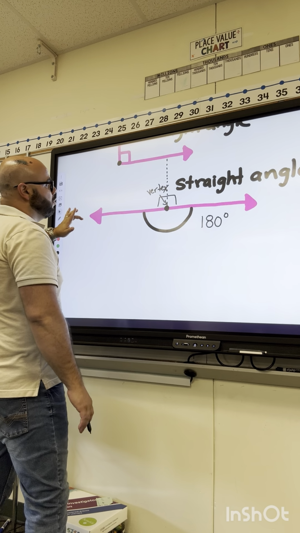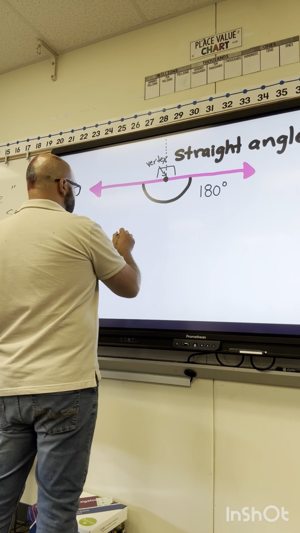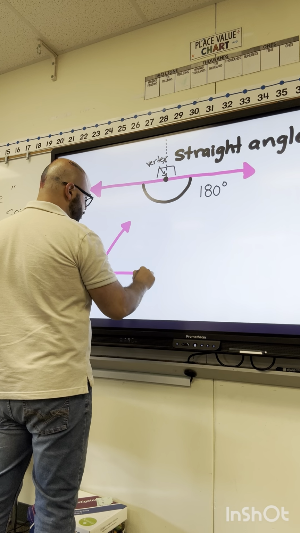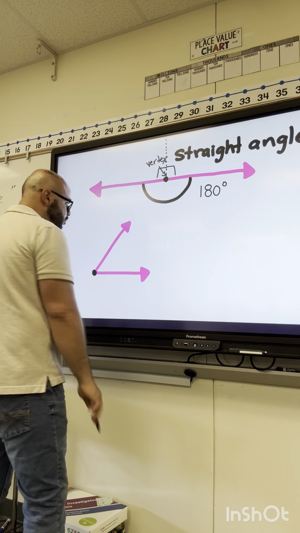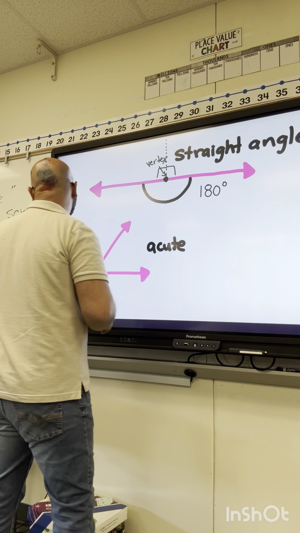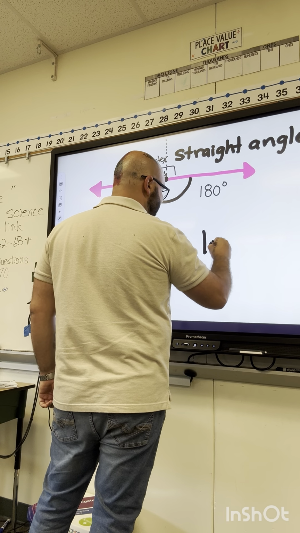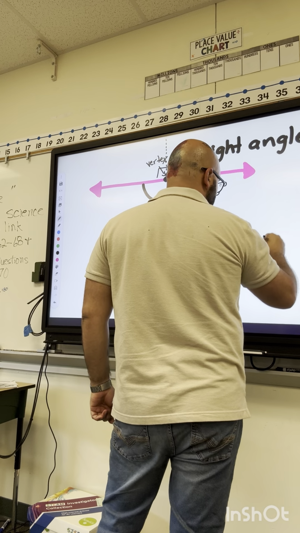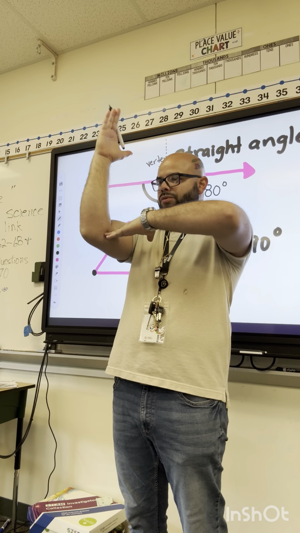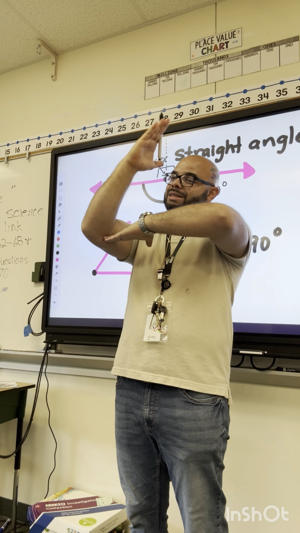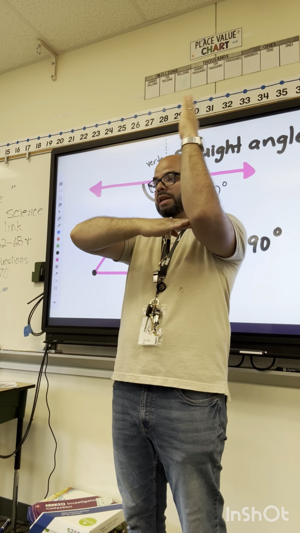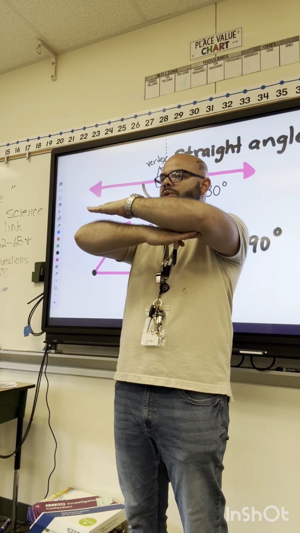Okay, so we have our right angle, our straight angle. Now, our next angle is the acute angle. An acute angle has a measurement less than 90, so it's less than 90 degrees. This is a right angle, and an acute angle is less than that. Anything from 89 to 1 degree would be an acute angle.